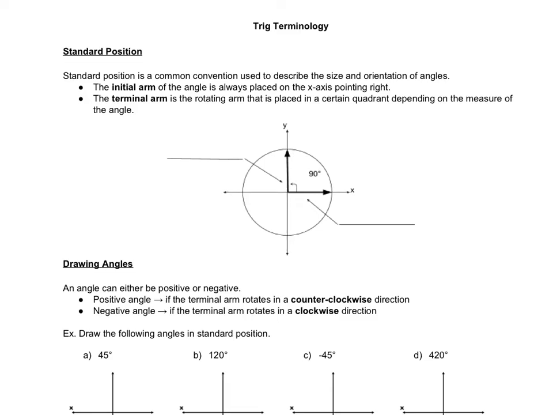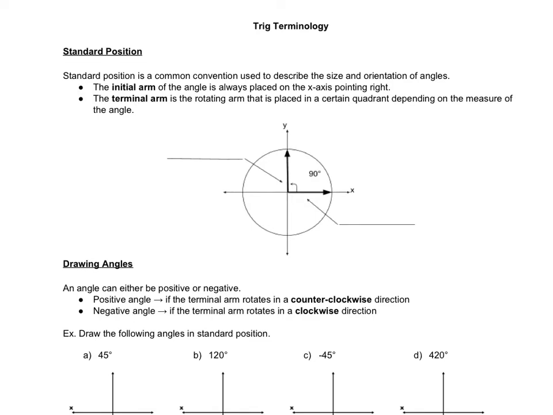Before we can solve trig equations and simplify trig expressions, we need to get familiar with some trig terminology. And the first is standard position. Standard position is just a way to describe the size and orientation of an angle on the Cartesian grid. So when something is in standard position, there is an initial arm and a terminal arm.